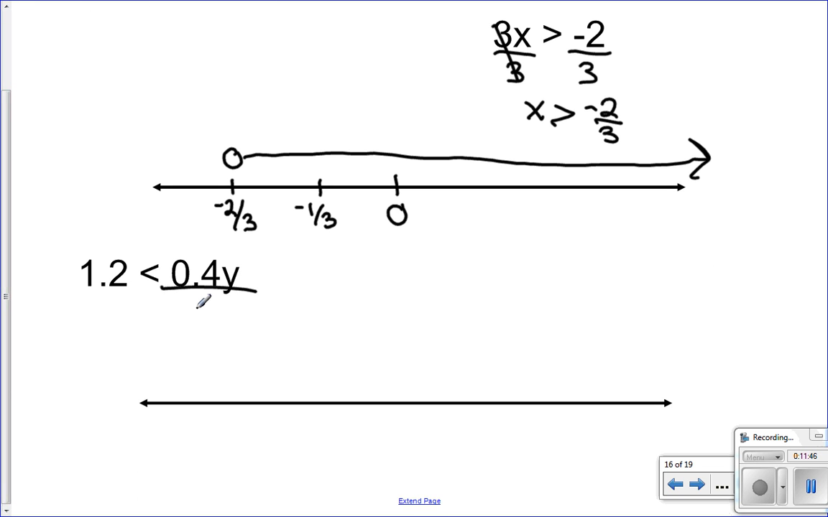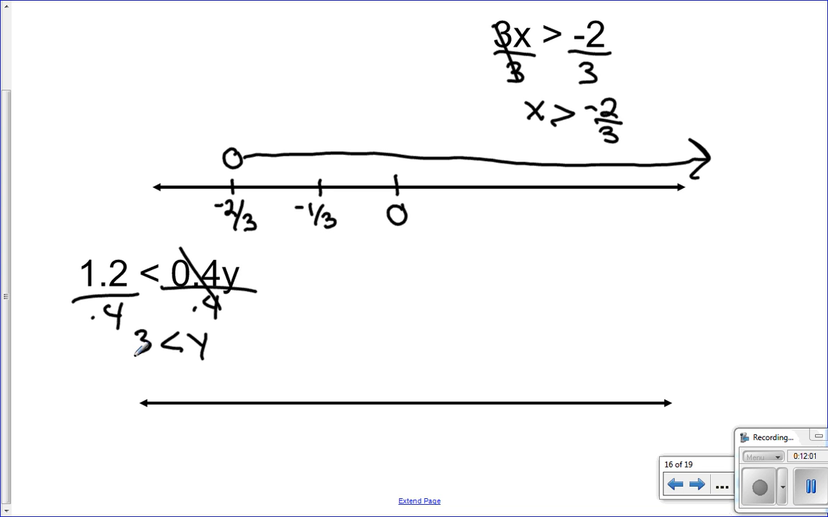For this one, I divide both sides by 0.4, meaning how many times does 0.4 go into 1.2? And the answer is 3. So I get y is greater than 3.